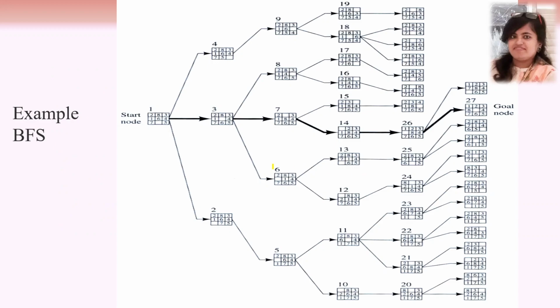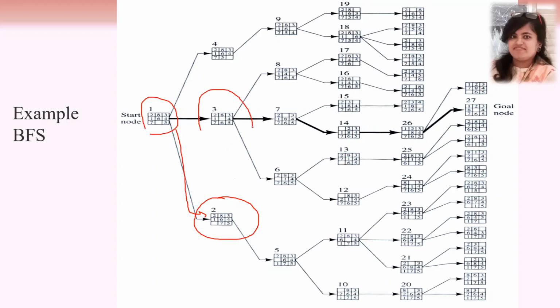So this was one example of breadth first search. Now how will this search technique go on? This search technique will go on from this start node, then it will be in the breadth first way. So it will search this node whether it is the goal node or not.